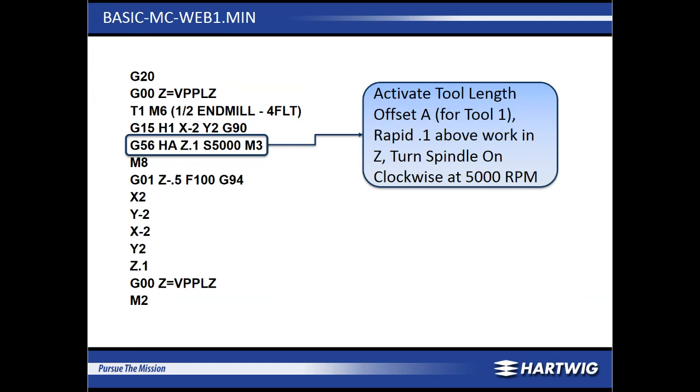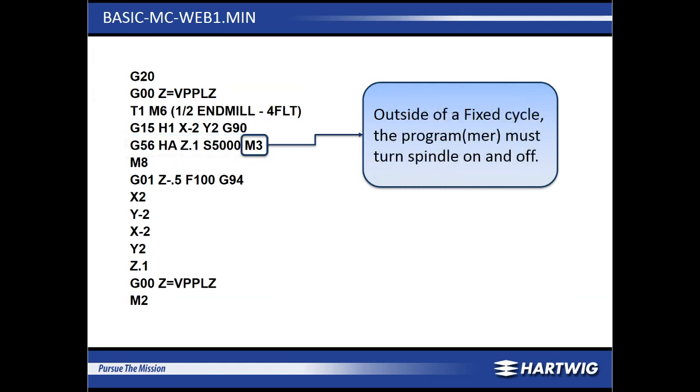I will set my spindle speed to 5,000 RPM, and this time, because I'm not going to be using a canned cycle or a fixed cycle, I will use an M3 to turn the spindle on myself. The machine isn't going to do it for me. Outside of a fixed cycle, the programmer must turn on and off the spindle.